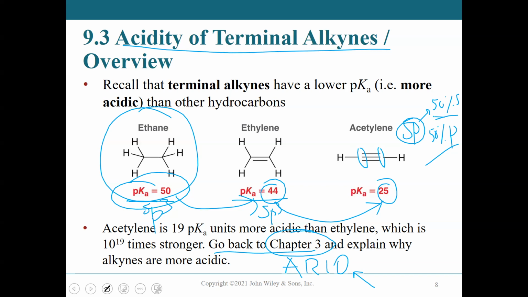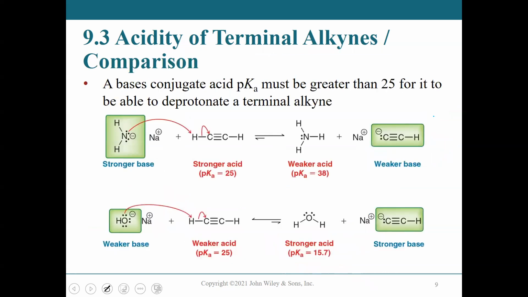Okay, so what we need to know for this chapter 9 is to remember that the pKa of alkynes is 25, which is unusually acidic. Acidic compared to organic compounds, right? So we're expecting a pKa of 50, not 25. It's twice as acidic, right? I mean, it's 10 to the 25 times more acidic than a conventional ethane.